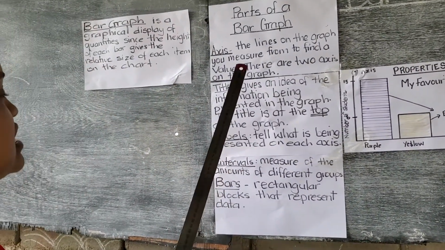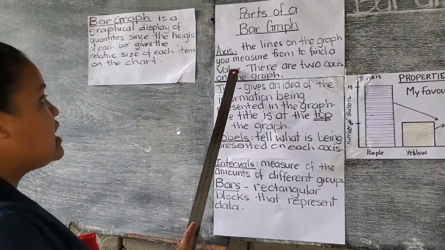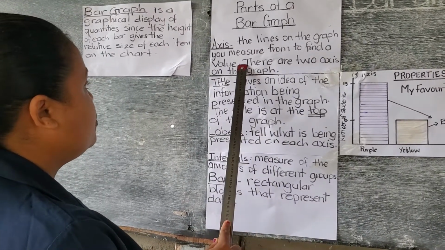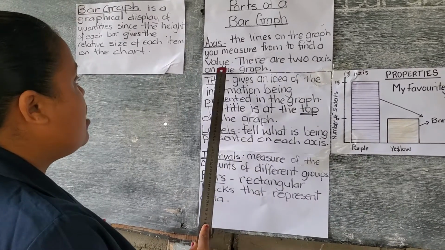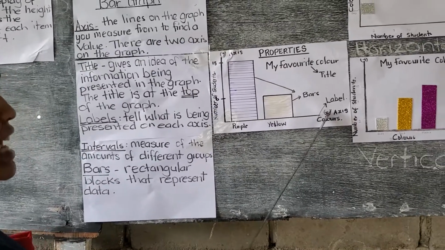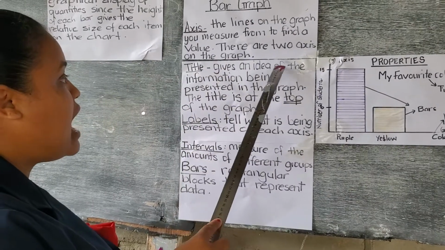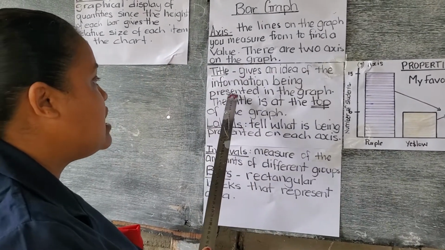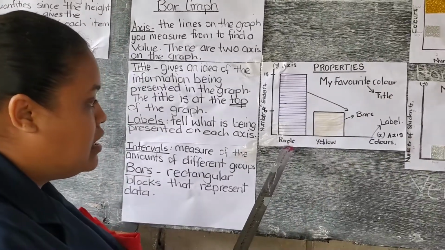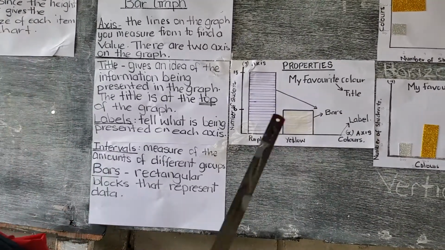Now, here on this side, I have a small write-up about all of these. It says the axes are the lines on the graph you measure from to find a value. There are two axes on the graph. As you can see here, there are two of them. There is the y-axis and there is the x-axis. Now, it says title is the second one. It says the title gives an idea of the information being presented in the graph. See, it says here, my colors. It tells you what we're looking at. We're looking at my colors, which are purple and yellow.